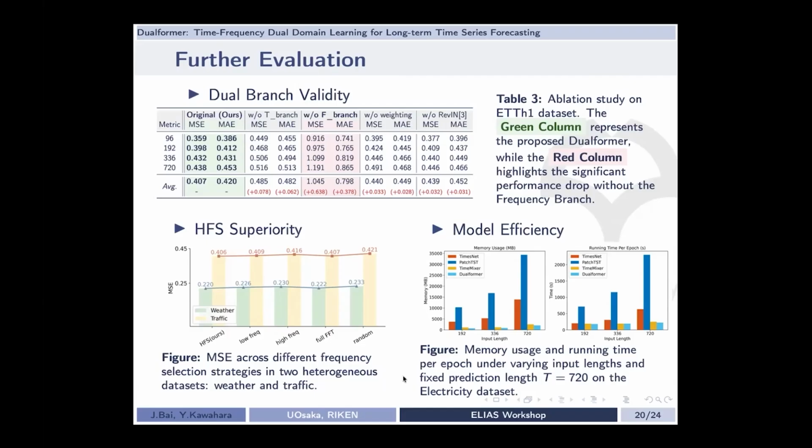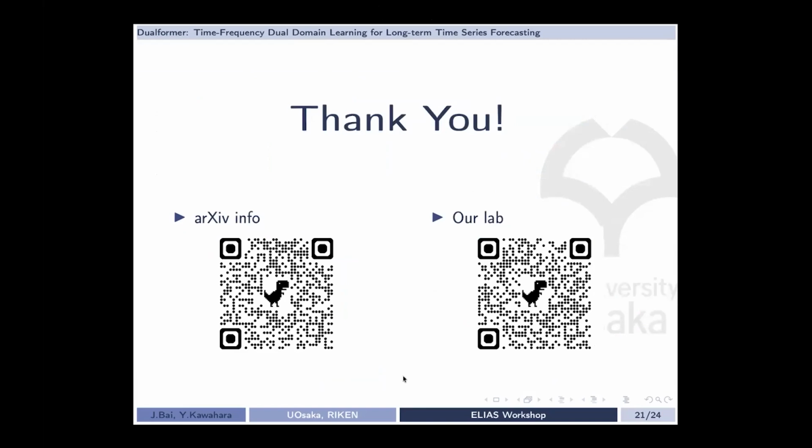We also showed some memory usage and running time results here. Because of our dual-domain, dual-branch architecture and the frequency selection, we use a sparse feature to do the self-attention. So we actually show that our model is quite efficient here. And that's all about my presentation. Thank you for your attention.